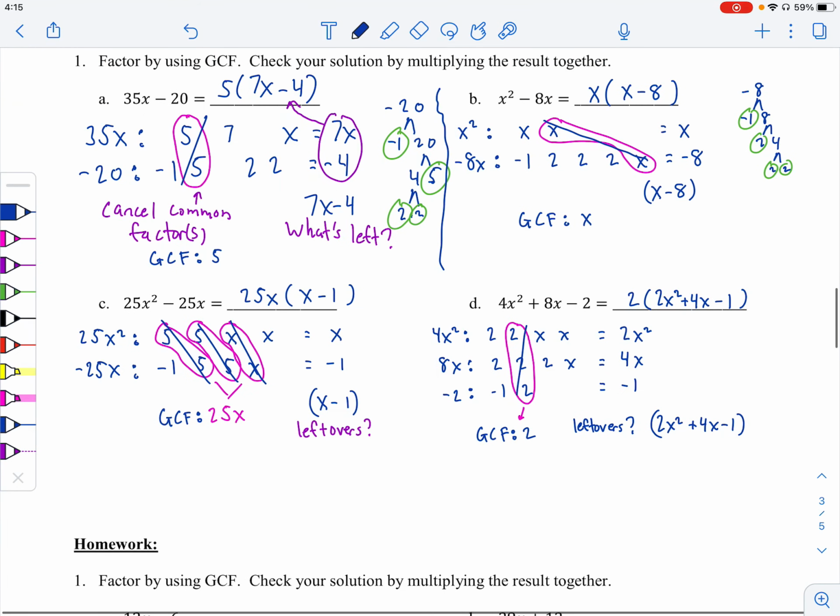So we want to write out all the factors. We can use a factor tree to help us out. What's common? That's our GCF, 5. And we look at what's left over, the leftovers: 7x, and then negative 2 times 2 is 4. So 7x minus 4 is what we put in the parentheses. That's our leftovers.